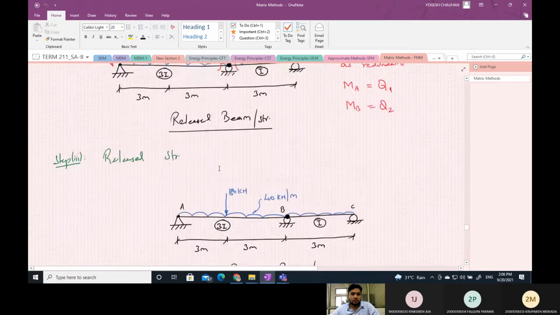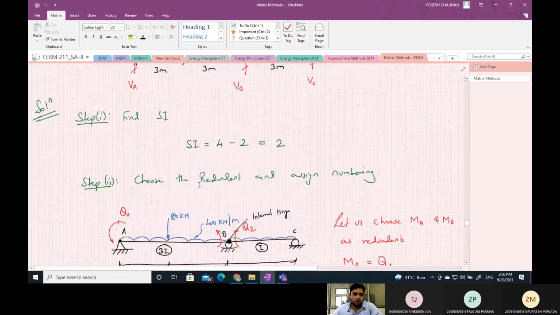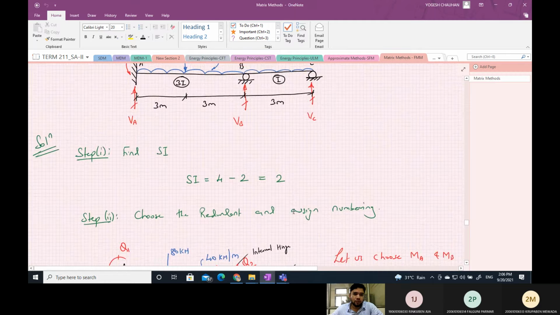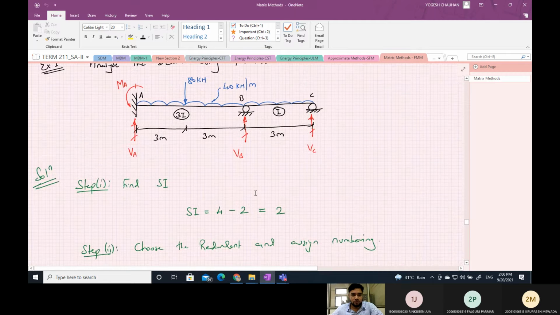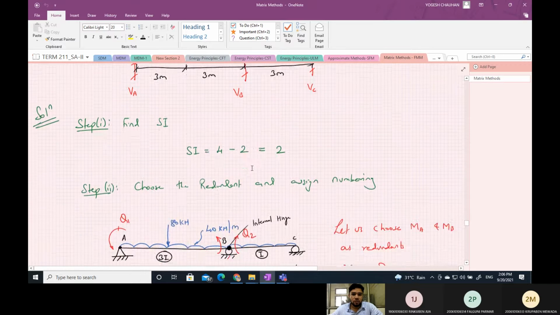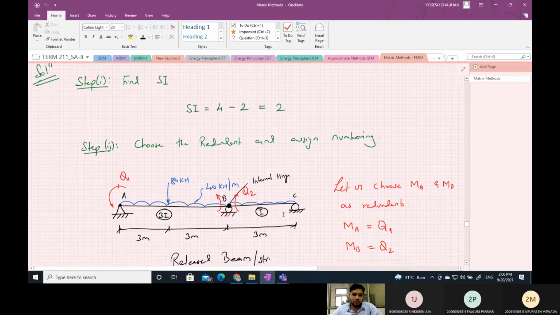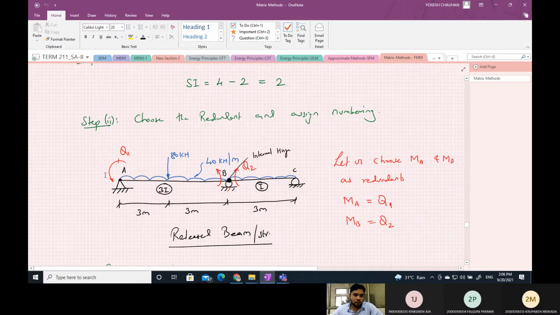First we find the SI of the structure. Here the SI of the structure is 2. There are two extra unknowns present in the member, so we have to choose two redundants. For choosing the redundants, we have different options: we can choose MA and VA, we can choose VB and VC, or we can choose MA and the moment at B. In this case, we have chosen MA and MB as redundants. So Q1 and Q2 are the redundants.